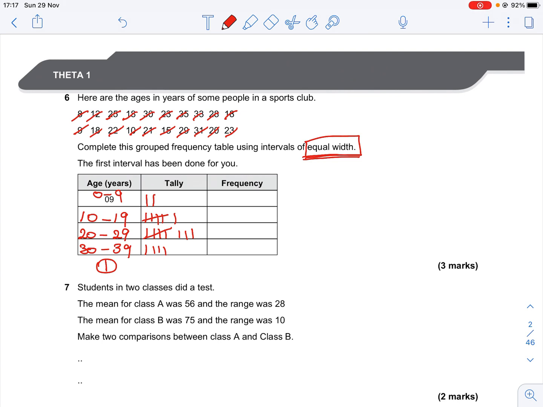Then we do our frequency. Frequency means how many times it occurs. So 0 to 9, it appears twice. And 10 to 19, it's 6. And 20 to 29 is 8. And 30 to 39 is 4 times. So you get 1 mark for getting all your tallies right and 1 mark for all your frequencies right.